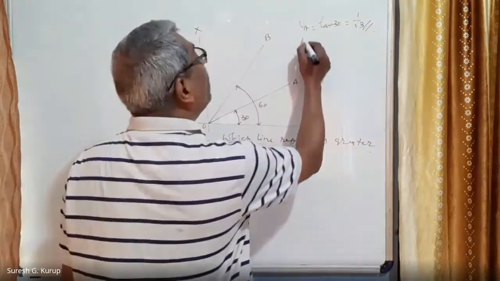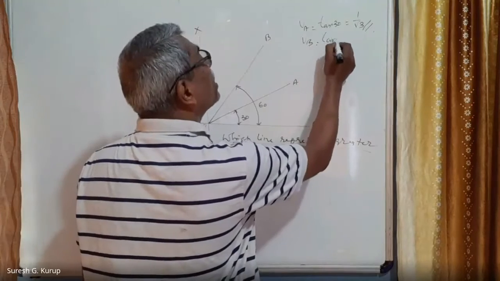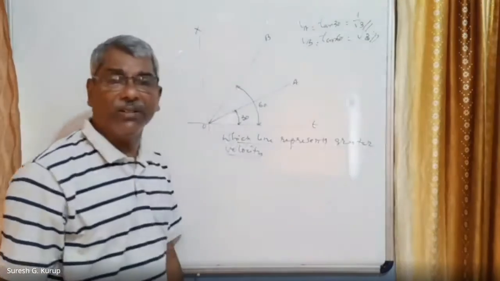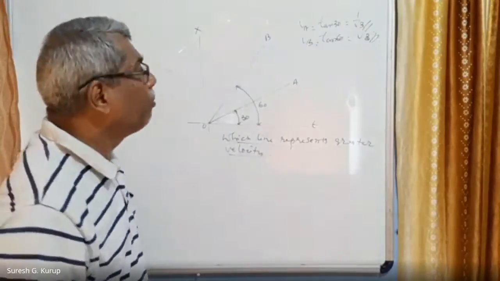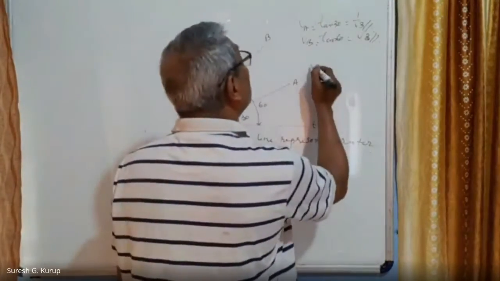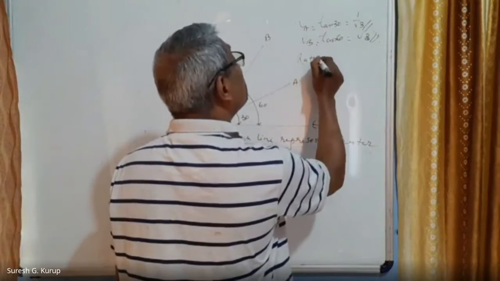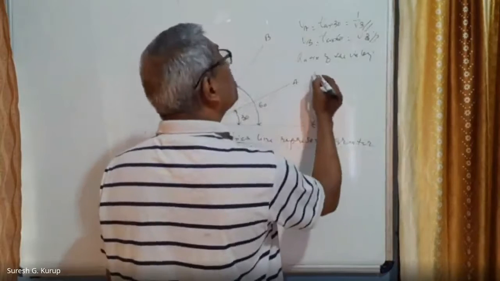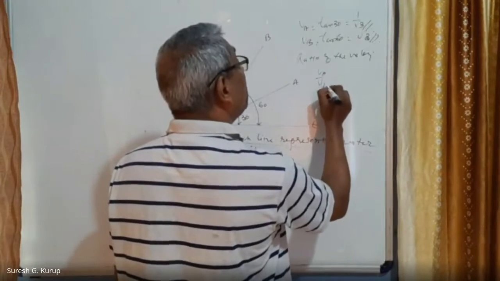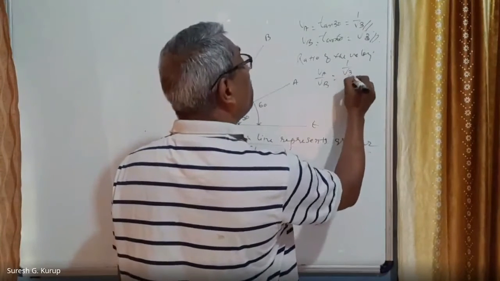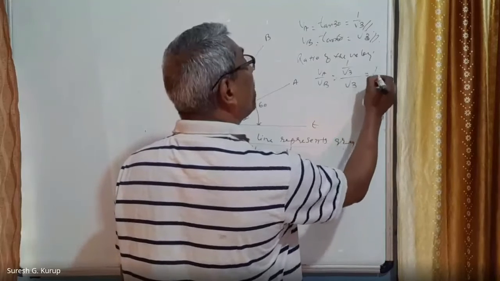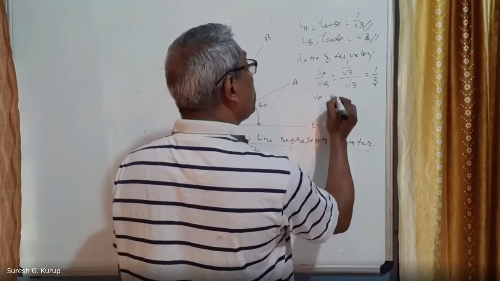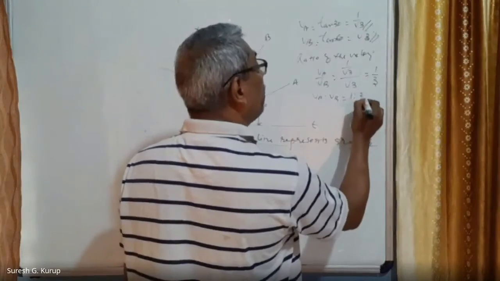And similarly, VB is equal to tan 60. Tan 60 is equal to root 3. Am I correct? Therefore, VA by VB is the ratio of the velocities. The ratio of the velocities is VA by VB, which is equal to 1 by root 3 the whole divided by root 3. That is equal to 1 by 3. That is, VA is to VB is equal to 1 is to 3.